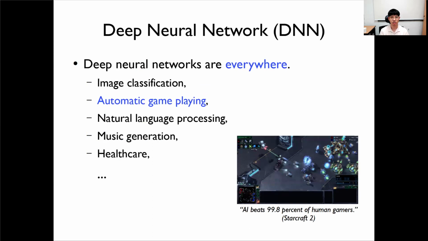As you know, deep neural networks are everywhere in the world. For example, DNNs are used for diverse domain applications such as image classification, game playing, natural language processing, healthcare, and so on. In particular, in terms of game playing, DeepMind's StarCraft playing AI is able to beat 90% of the human gamers. So this is a really surprising result.